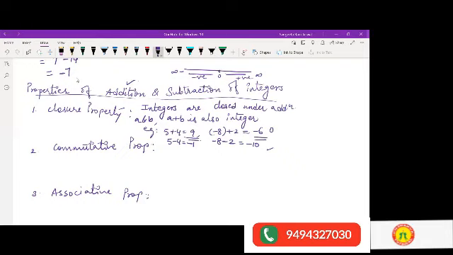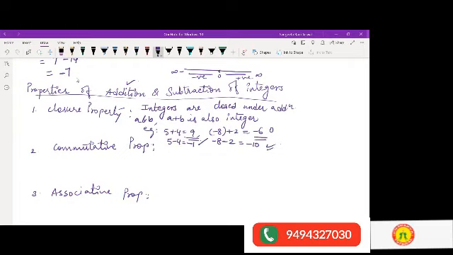Now in the case of subtraction also, you saw that for any two integers a and b, a minus b is also an integer. You saw it for addition, and you saw it for subtraction also.